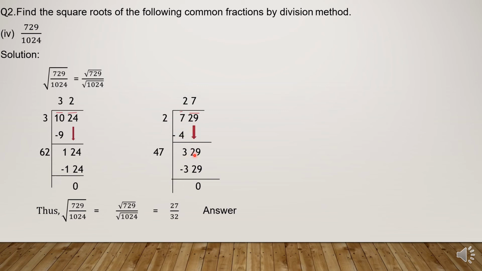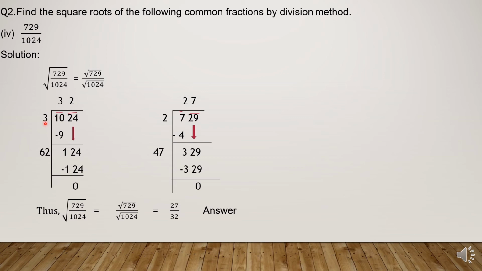Next pair will come down, that is 29. Here how we make the new divisor? 2 will be added with 2. 2 plus 2 is 4. With 4 we guess a number 7, so that we multiply 47 with 7, and we get 329. Remainder is 0. Similarly, you have to make pairs of 1024 from right to left.